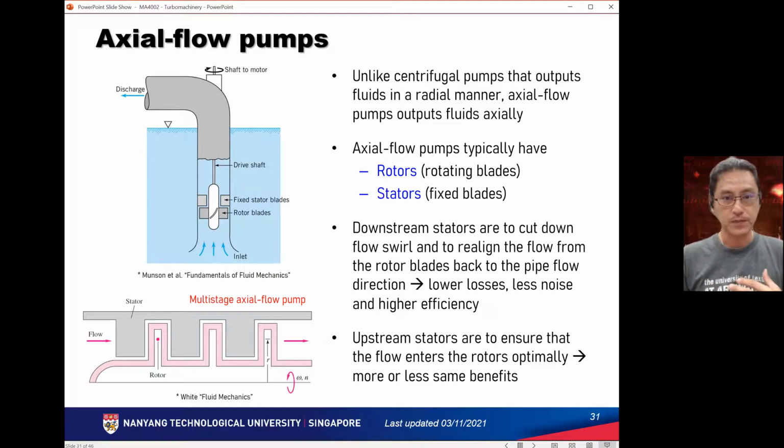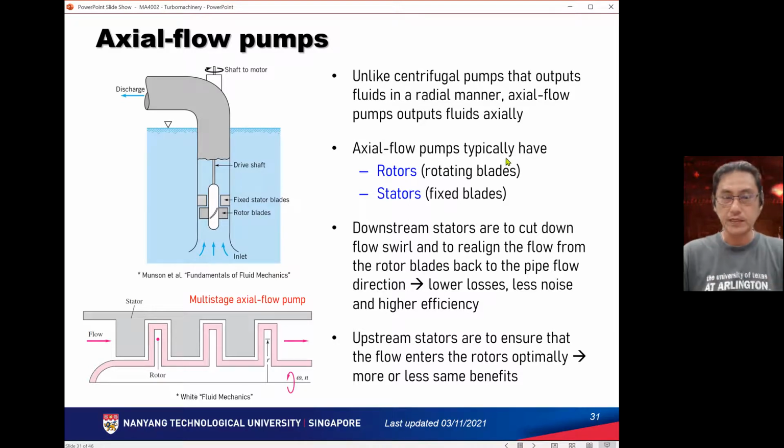Now, it is possible that the stator blades are before or after the rotor blades. There are no hard and fast rules. It depends on what your application is. But at the end of the day, the primary role of stator blades is to reduce any flow swirl once the fluid has passed through the axial pump.